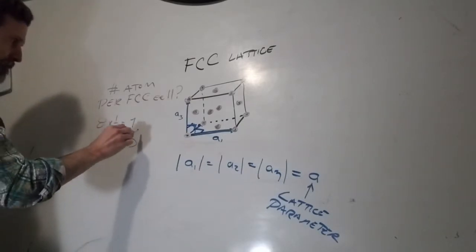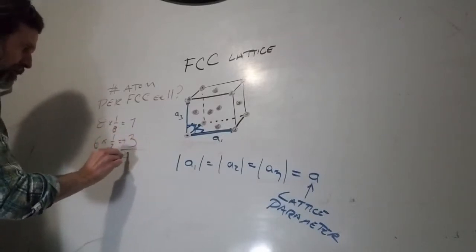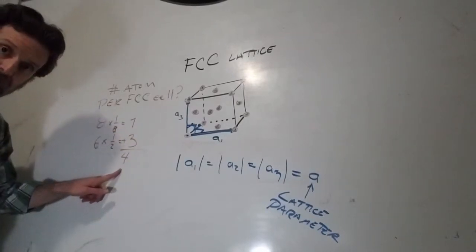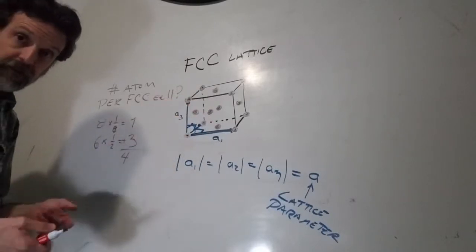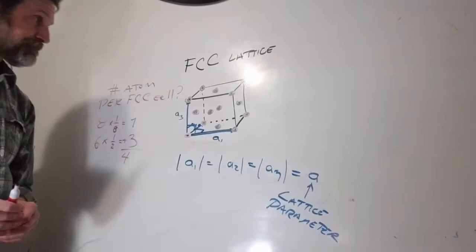3. Together, 4. So we have 4 atoms per FCC unit cell if we have a 1 atom basis.